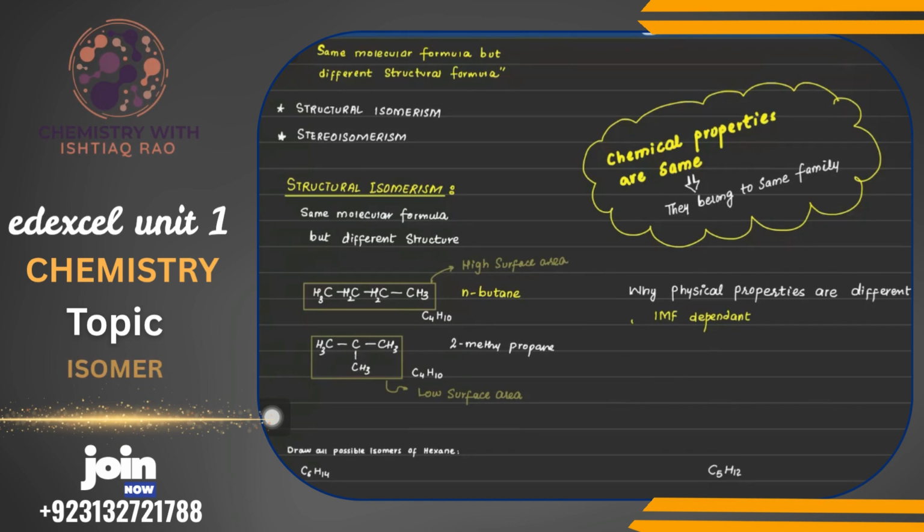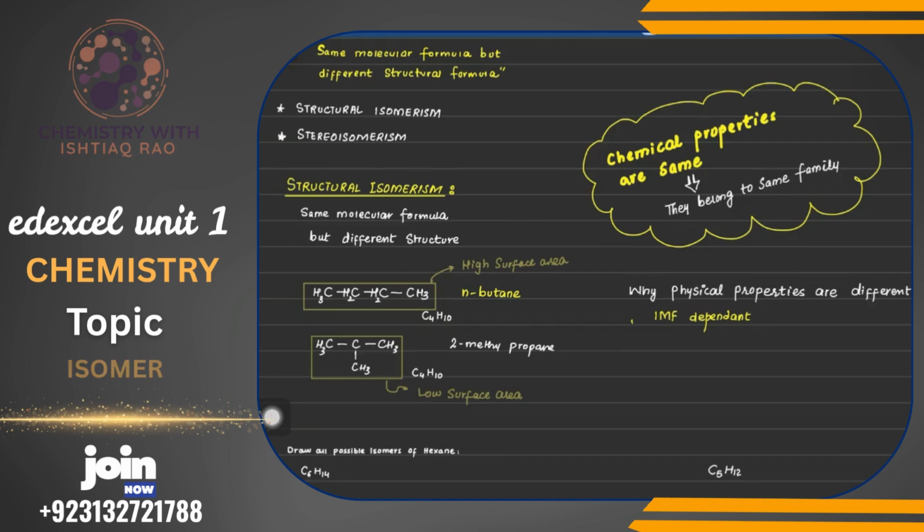So for the hydrocarbons, I can say they would be having a London force. And London force is depending on the number of electrons. Since the molecular formula is same, I mean to say 4 carbon atoms and 10 hydrogen atoms, the number of electrons would be the same. And if the number of electrons would be the same, the London force would be the same.